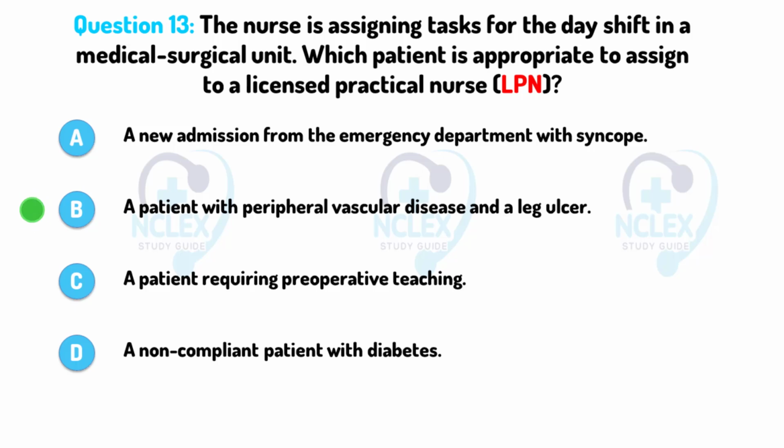Answer. B. A patient with peripheral vascular disease and a leg ulcer. Explanation. LPNs can care for patients with stable chronic conditions like peripheral vascular disease and leg ulcers. New admissions, preoperative teaching, and non-compliant patients require the expertise of an RN.